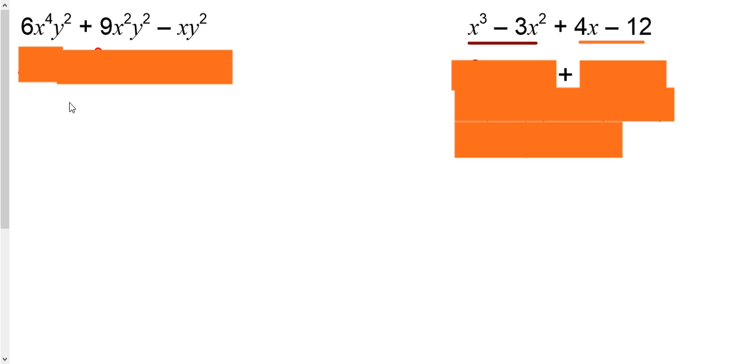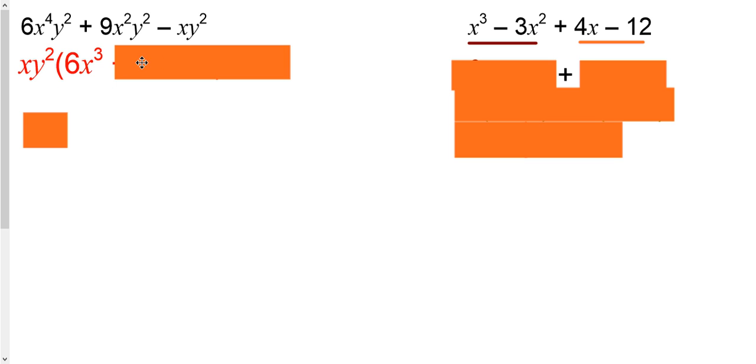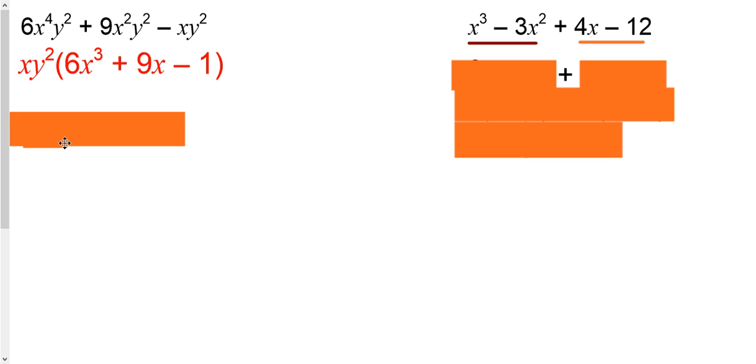So go ahead and try to do this one on your own and then play the video. Pulling out your greatest common factor here of an x and a y squared. What are you left with in the parentheses? Well, xy squared times what is this first term? Then we have our plus sign. And xy squared times what is the second term? Subtraction sign. And xy squared times what is an xy squared? And that's a minus 1.